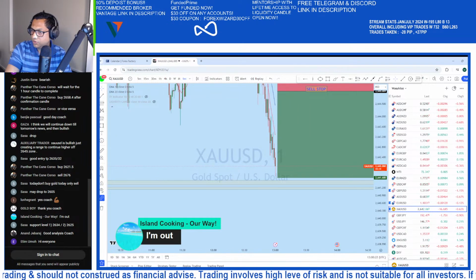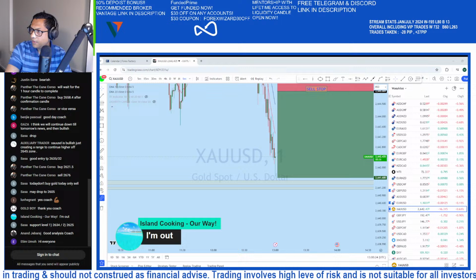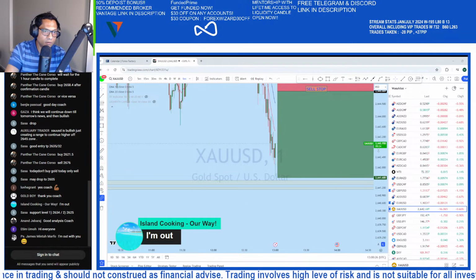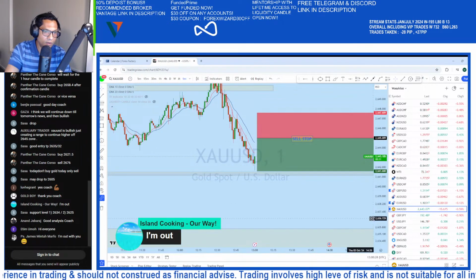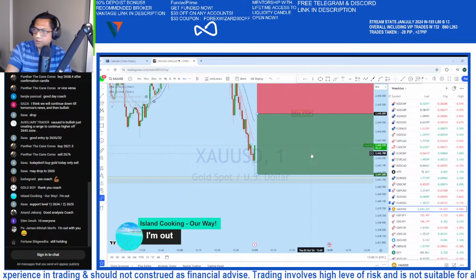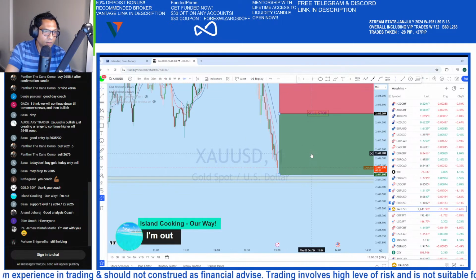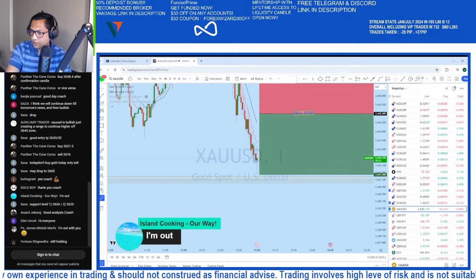Okay, that's where you can see the downside, and possibly a reaction again. Okay, might be forming another potential liquidity candle.